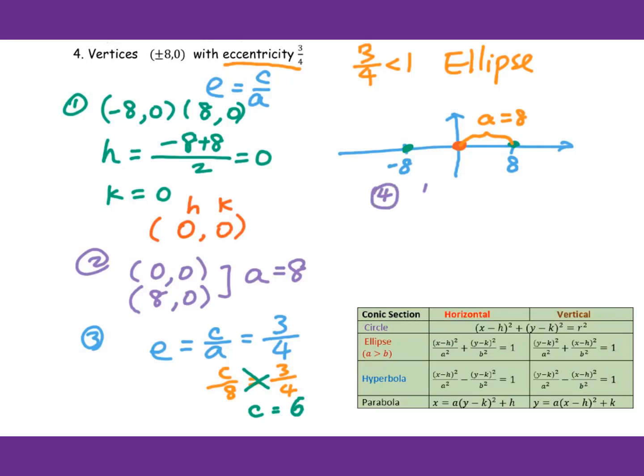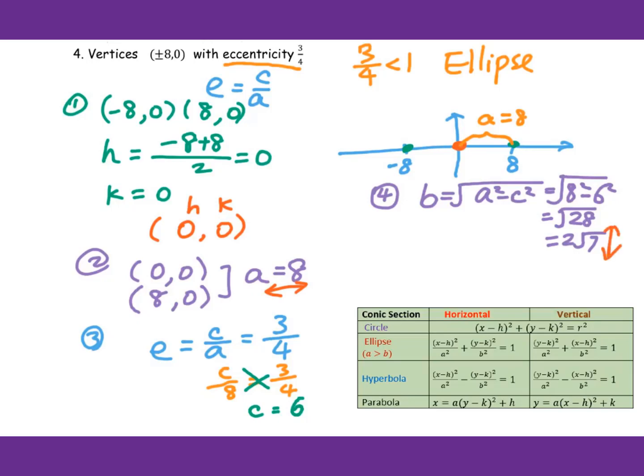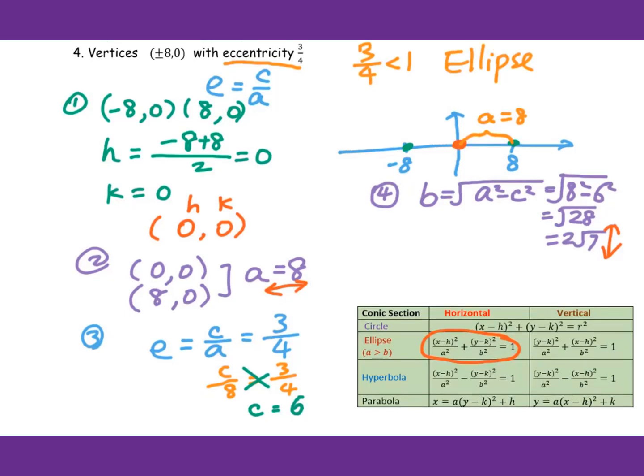Therefore, you can work on B equals square root of A squared minus C squared. That will be square root of 8 squared minus 6 squared, equals square root of 28. That is 2 square root of 7. Now check the arrow: for A, that's horizontal. For B, that's vertical. That's why this is the pattern, because A must be below x squared. B must be below y squared. Therefore, we can write down the equation. Since HK is 0, 0, therefore x squared over 64 plus y squared over 28 equals 1.